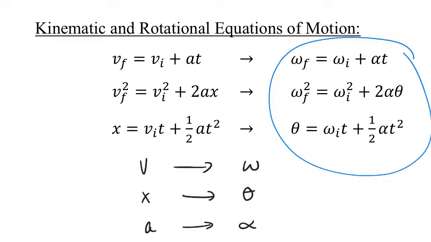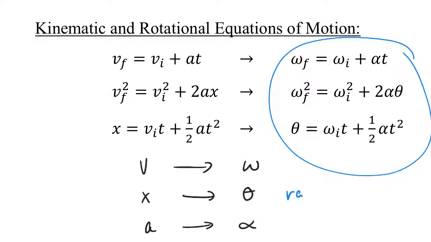The circled equations there are going to be three new equations on your formula sheet. You don't have to memorize them. They're on your formula sheet, but you have to know how to use them. When you see radians, you need to be thinking, that's theta. When you see radians per second, that's omega. When you see radians per second squared, that's alpha. Your units tell you everything.